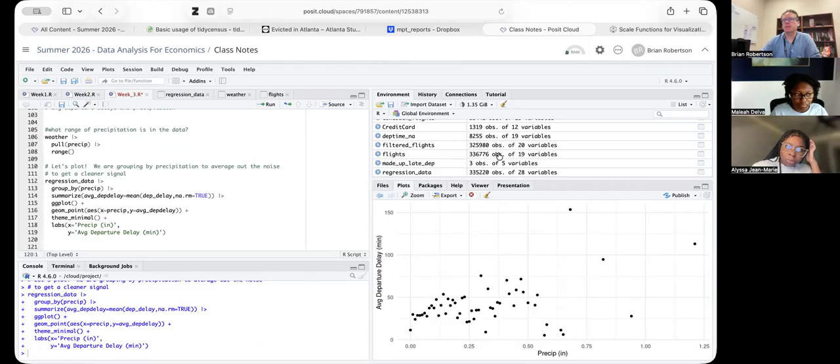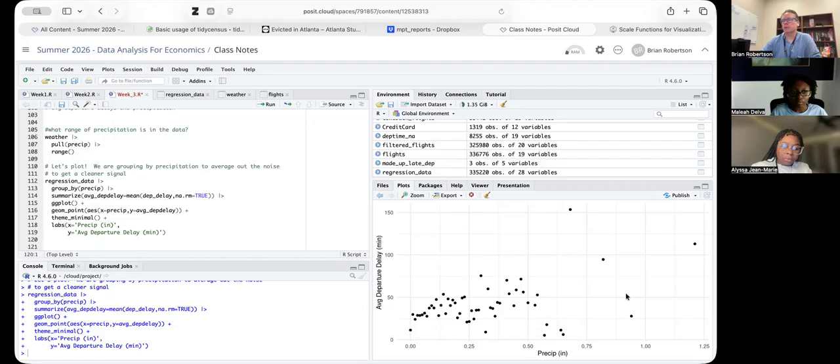I've collapsed my data. I've taken this 335,000 rows and collapsed it down by looking at the precipitation in inches. On average, if I get a quarter inch of rain an hour, we're looking at about a half hour to an hour delay.